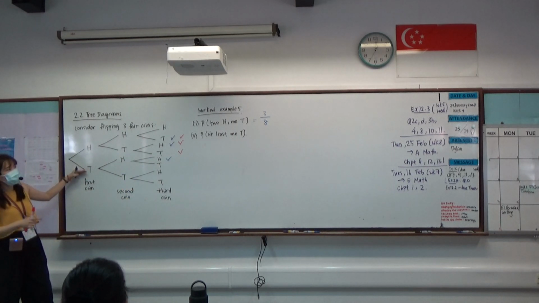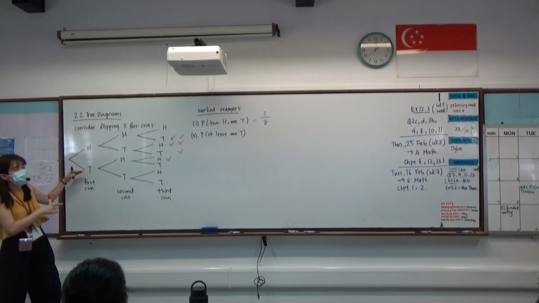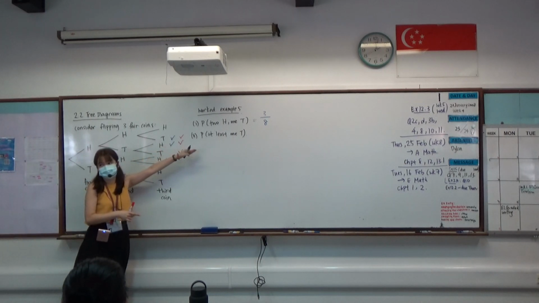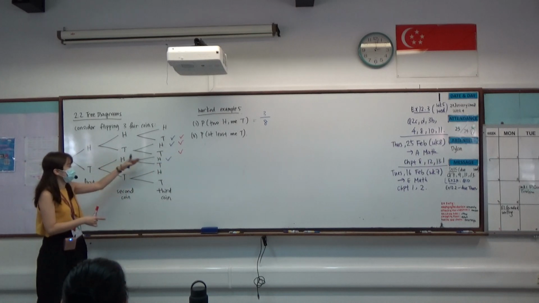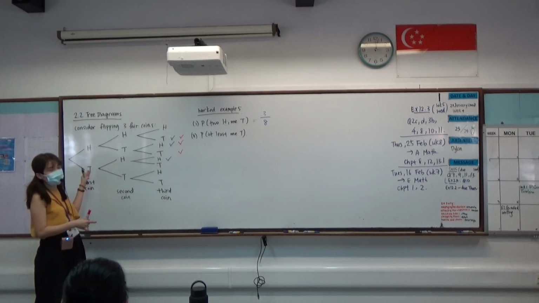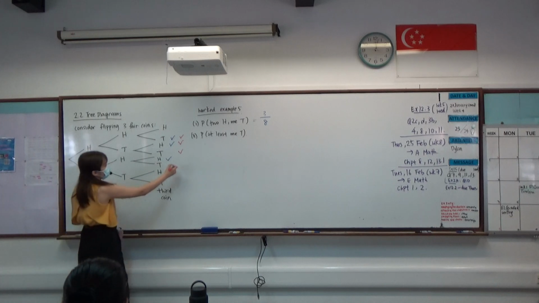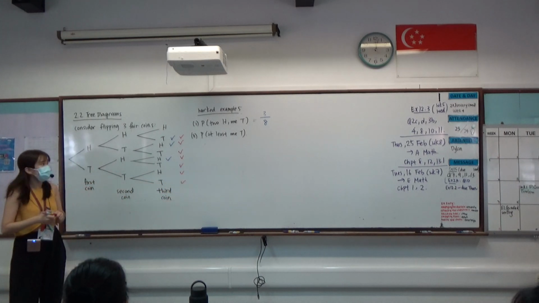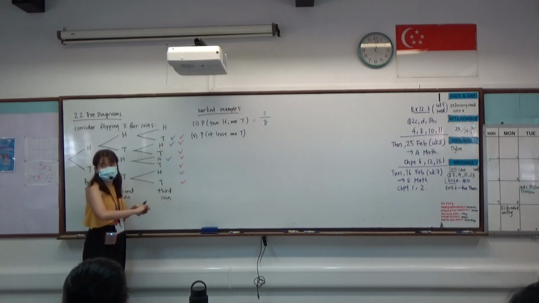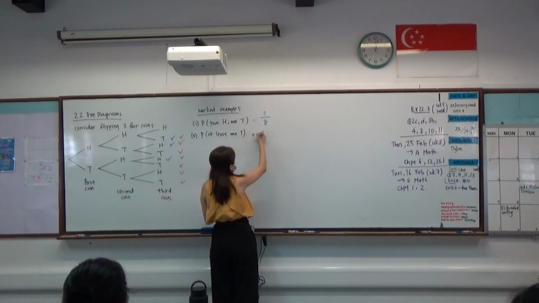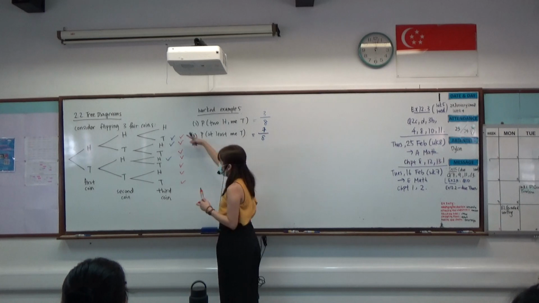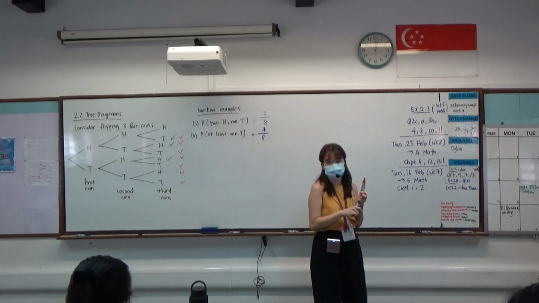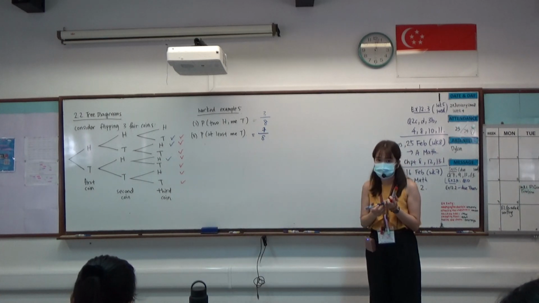Then for all the outcomes that start with this tail here first, surely it will fulfill the criteria, right? Because you have tail, head, head, tail, head, tail, at least 1 tail. So all of this here, and we see that there are 7 of them over here. So by counting the different cases that we can have, we get 7 over 8.